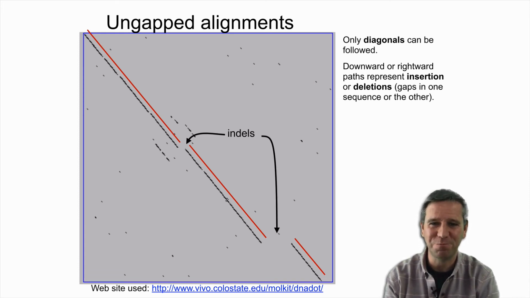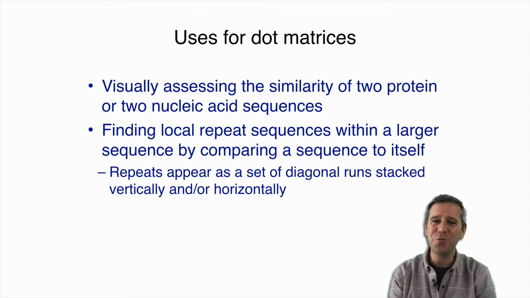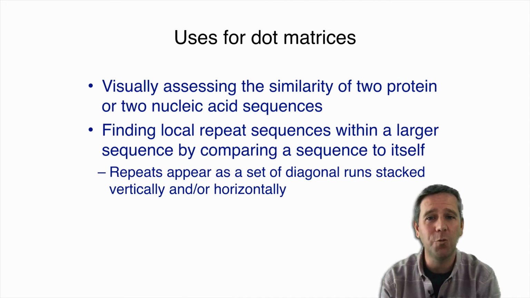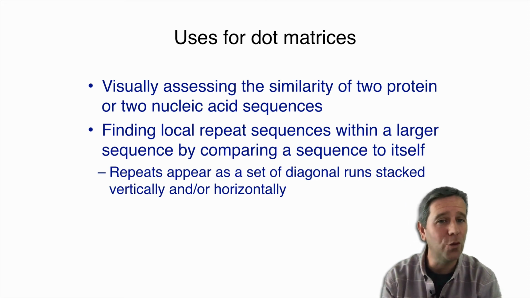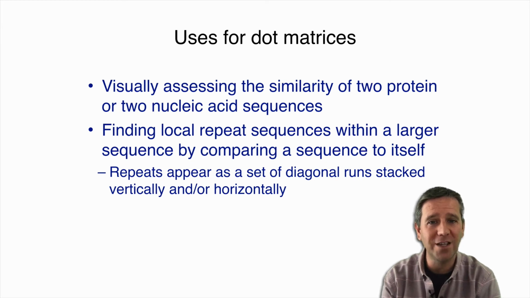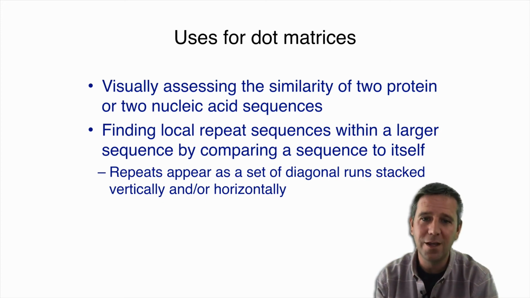Indels, there we go. Okay, so what do we use these kinds of dot plots for? Well, we use them mainly for visually assessing the similarity of two protein or nucleic acid sequences, and more frequently we use them for finding local repeat sequences within larger sequences by comparing a sequence to itself. In that case, repeats will appear as diagonal runs stacked vertically or horizontally off the main diagonal. Let me show you an example of this here.